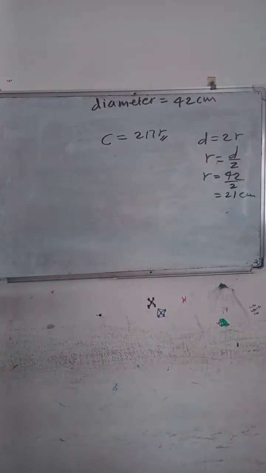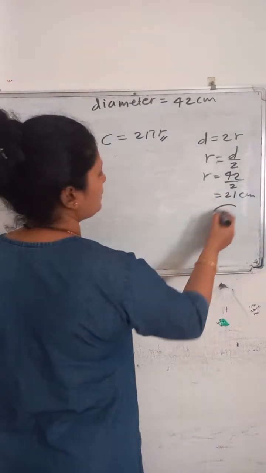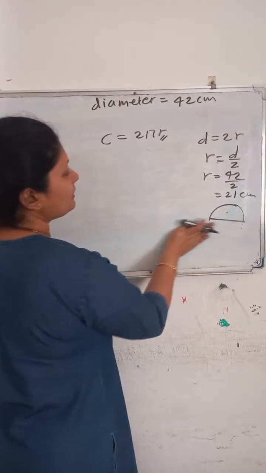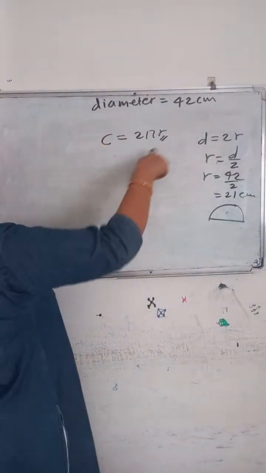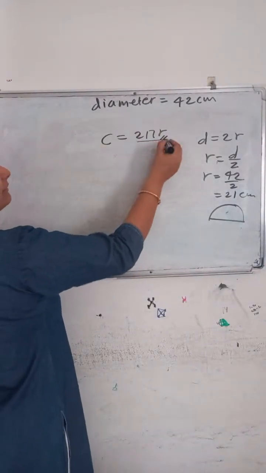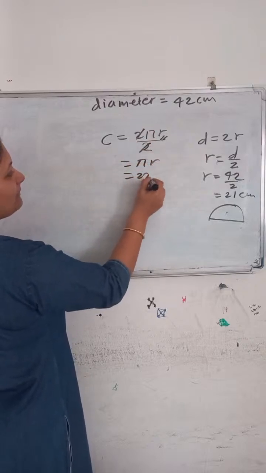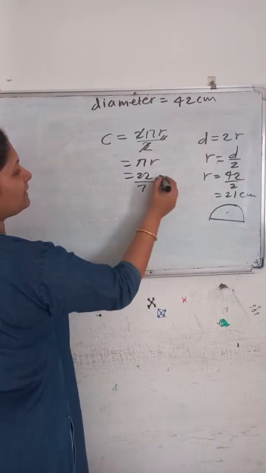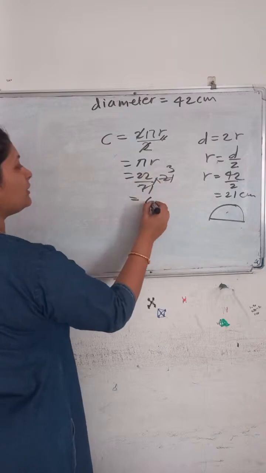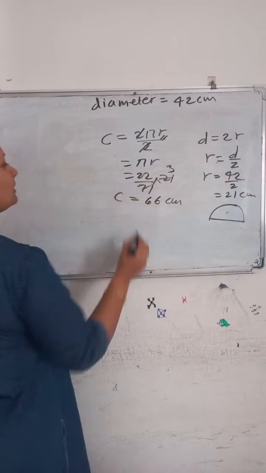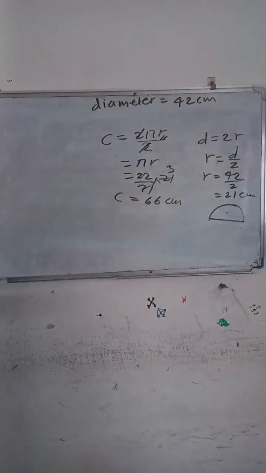And they are saying half circle, that means this is a semicircle, not the entire circle. We have to take only half. For a full circle, we have perimeter 2 pi r. If it is half, then divide by 2, then the 2 gets cancelled: pi r. Taking pi as 22 by 7 and radius 21, 7 1s are 7, 7 3s are 21, and 22 into 3 is 66 centimeter. This is the circumference of the semicircle. Getting this? How I am solving?